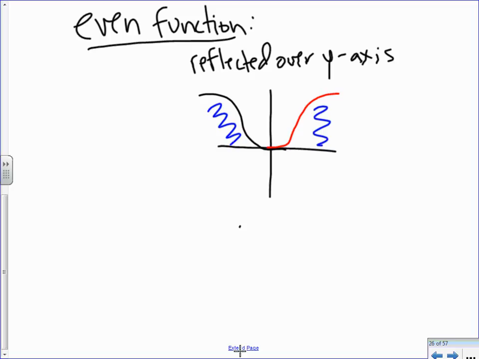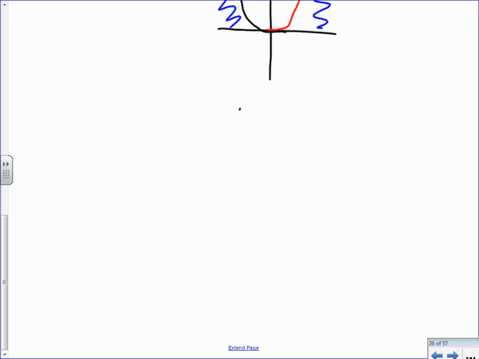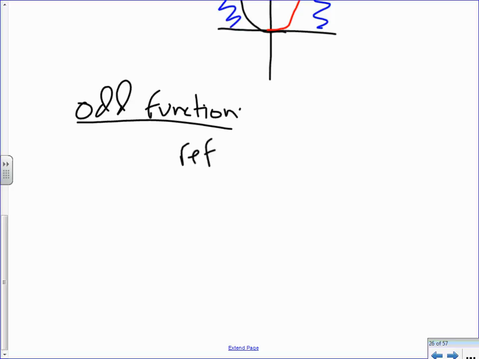All right, fantastic. Let's talk about odd functions. An odd function is reflected over the y-axis. No, not over the y-axis, that's what I just said. It's reflected over the origin.